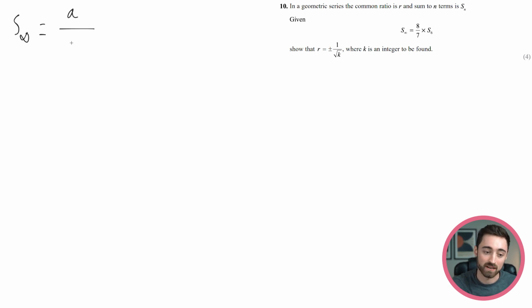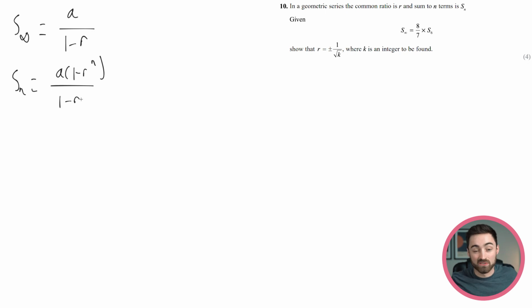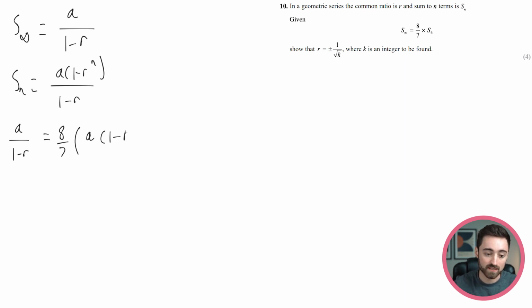So S infinity is A over 1 minus R. Sn is, what is it again? A times 1 minus R to the n over 1 minus R. They're in your formula booklet, so I don't even need to talk to you about these. Essentially, stick them in, solve it. Now, A is the first term. So S infinity, A over 1 minus R, is equal to 8 over 7 multiplied by S6. Okay, so A times 1 minus R to the 6, n being 6 in this case, over 1 minus R. Now we've got an equation, we just solve it, so there's nothing too mad kicking off here, just need to be careful.